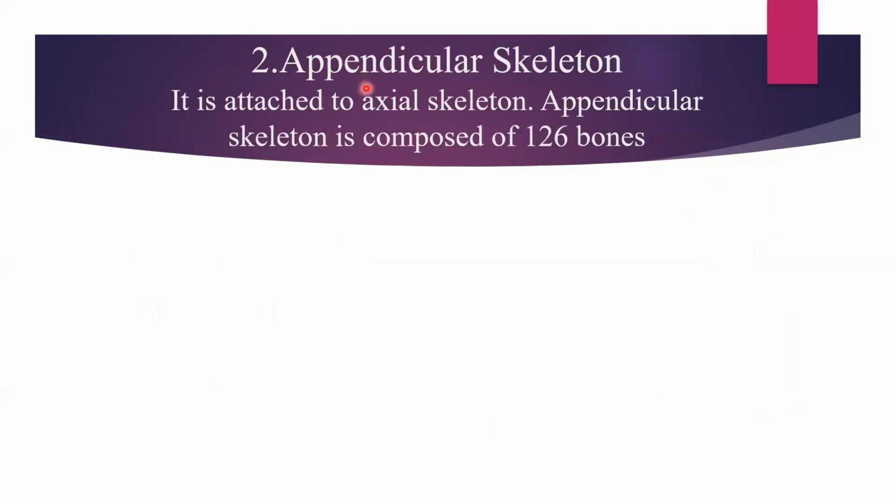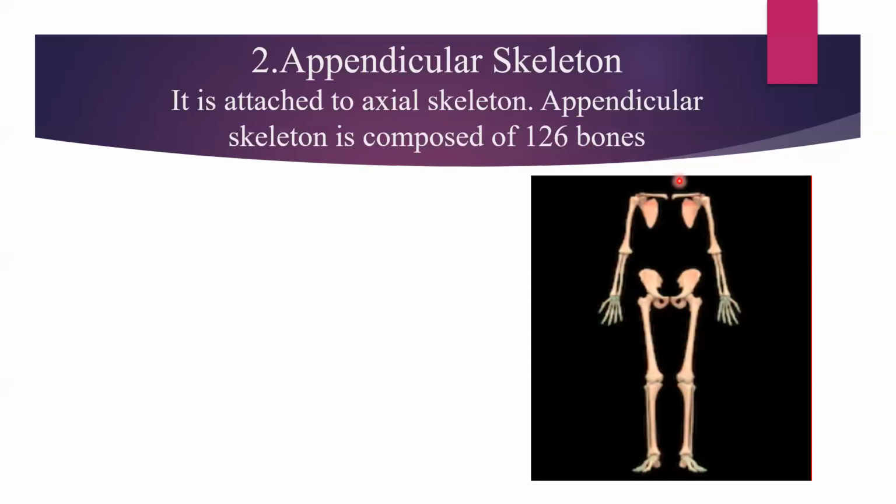Appendicular skeleton. Appendicular skeleton is attached to the axial skeleton and is composed of 126 bones. In the center, the axial skeleton is present, and this is the appendicular skeleton. Appendicular skeleton is divided into two parts.